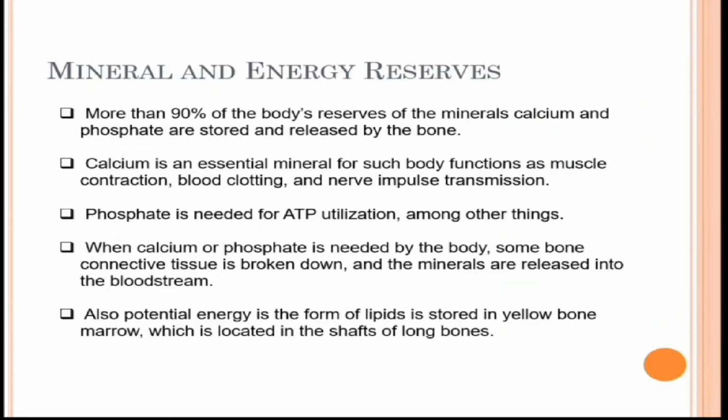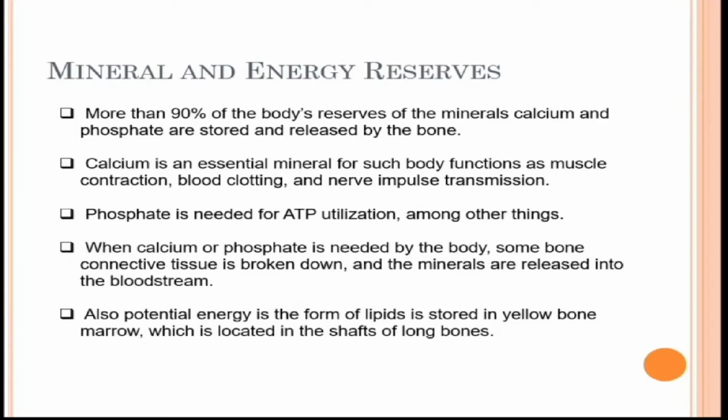The fourth major function is the energy reserve and mineral store of the body. About 90% of the body's reserves of the minerals calcium and phosphate are stored in the bones. Whenever the body needs a higher concentration of calcium or phosphorus in the blood to perform other functions, they are retrieved from the bones, and when you consume more of these minerals, they are stored in the bones. So bone is basically the storehouse of these minerals.